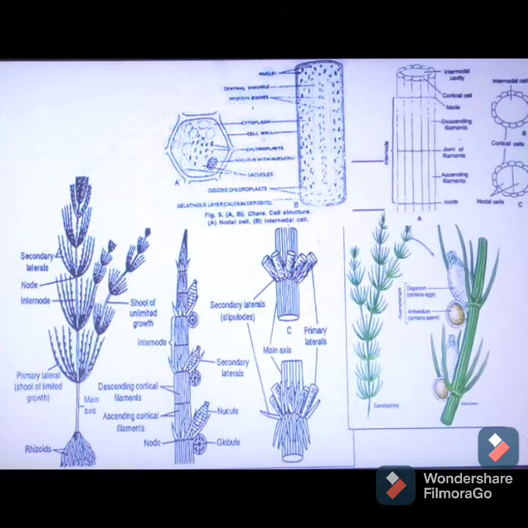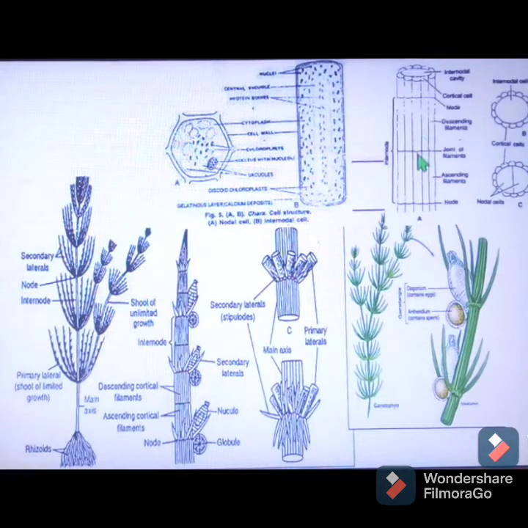But in some species, such as Chara coralina, the cortical cells are absent. They do not enclose the axial cell, they do not enclose the internode. So I hope this is clear.